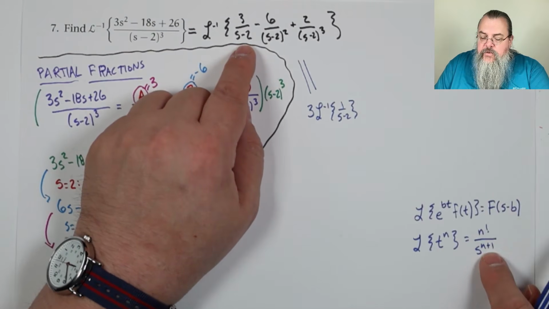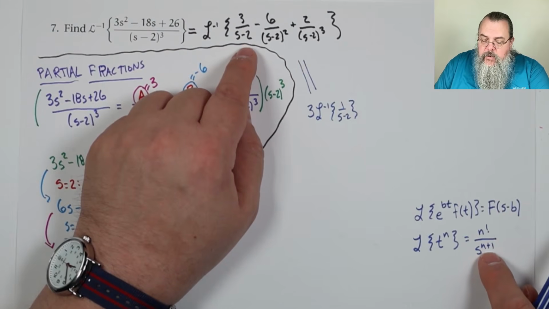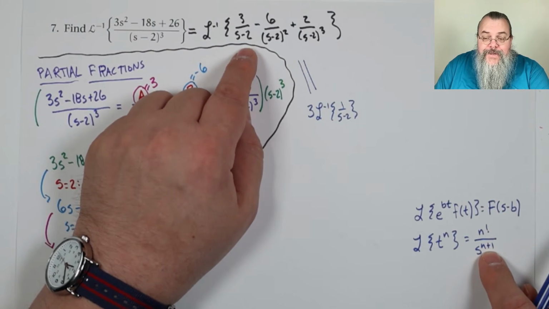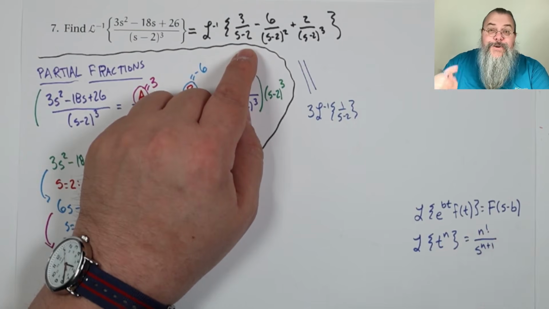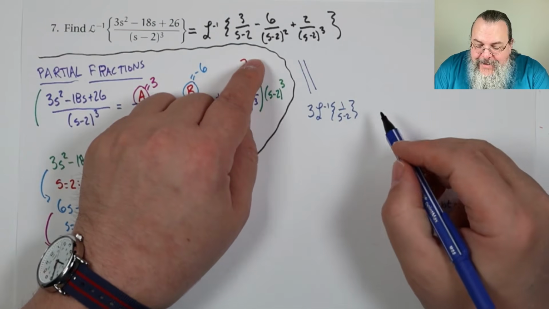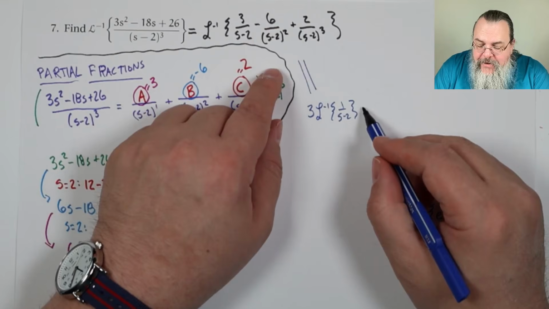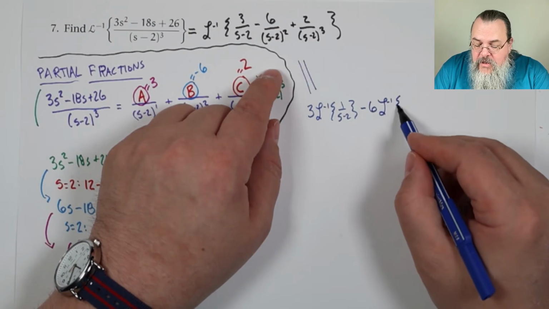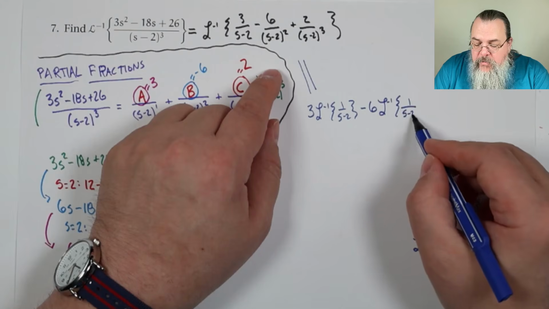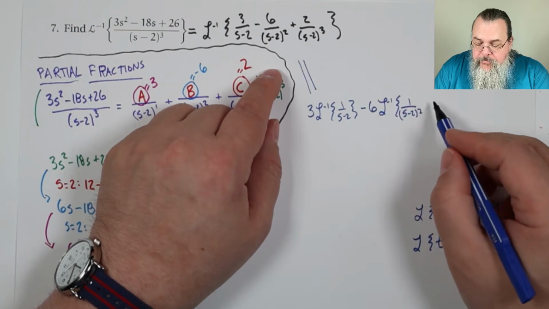Now s minus 2 squared, that would be a square, is n equals 1. So we want a 1 factorial upstairs. 1 factorial, also known as 1. Okay, so this 6 I can pull out. So minus 6, inverse Laplace, 1 over s minus 2 squared.